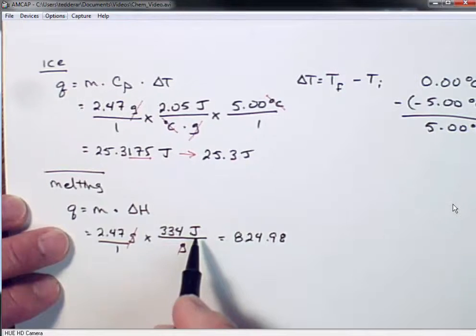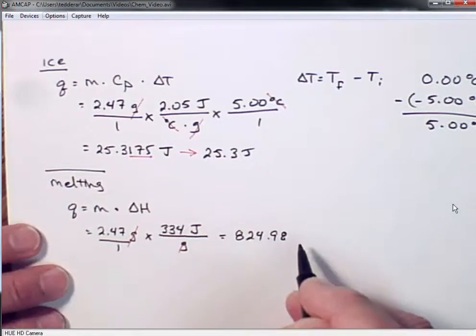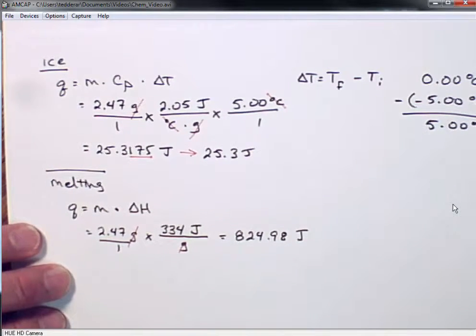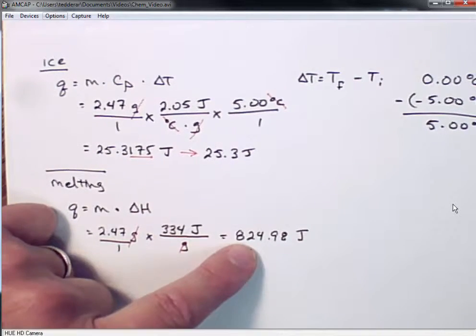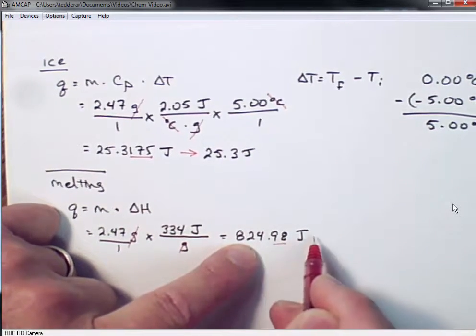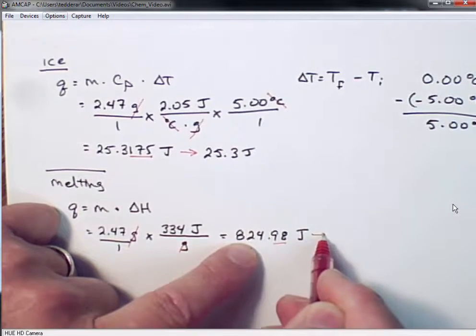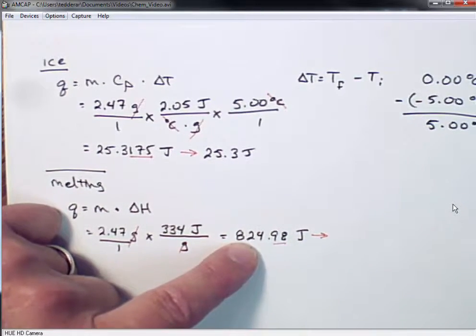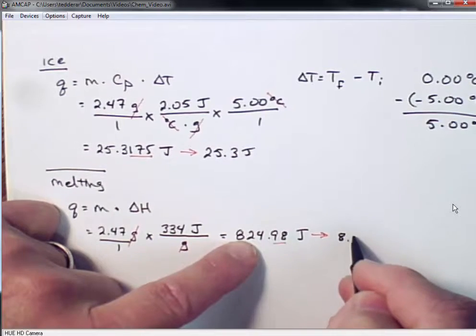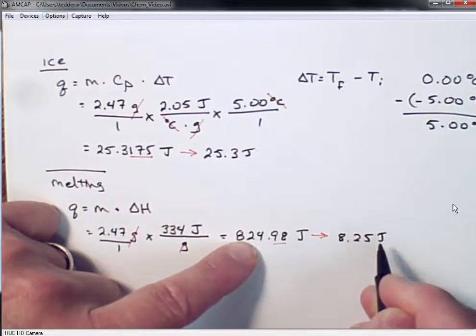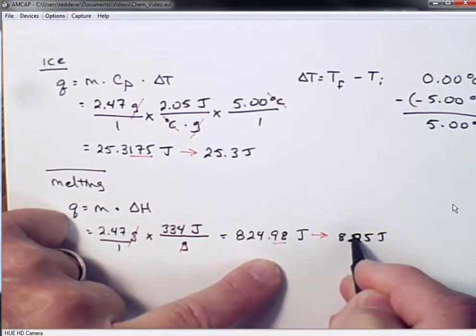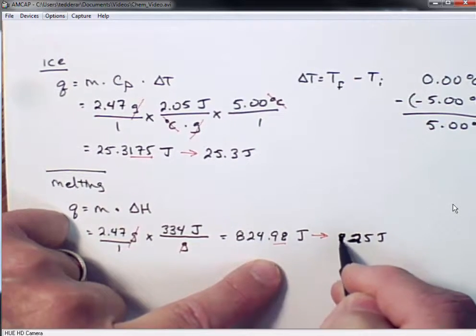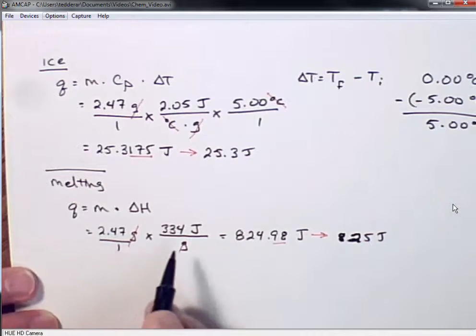824.98 joules is what I have left. I've canceled out everything else. Got to round it off to the correct number of significant digits. I've got 3 digits here and 3 digits here, so we want 3 digits here. Underline to show we're rounding off those 2 digits. Draw an arrow to show we're rounding off. 825 joules. Okay? And that's for the melting.